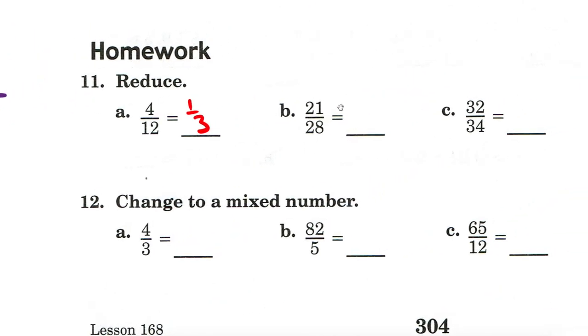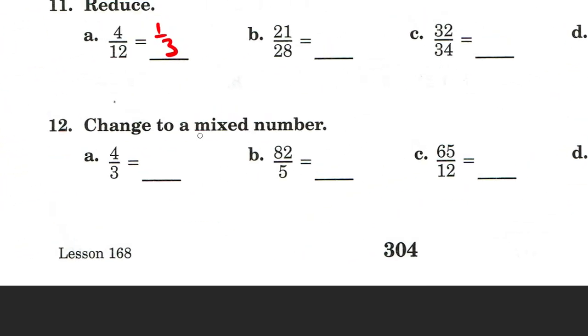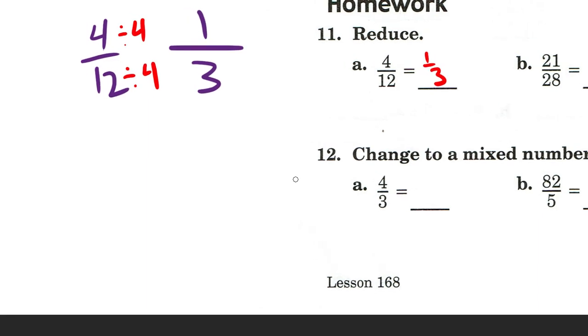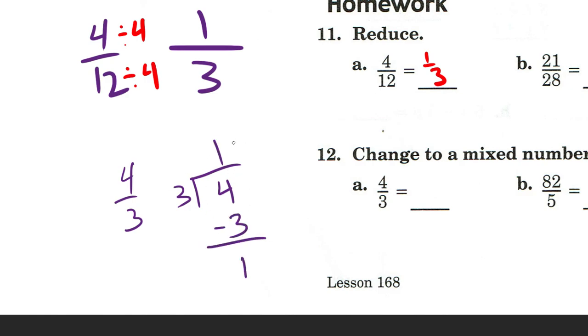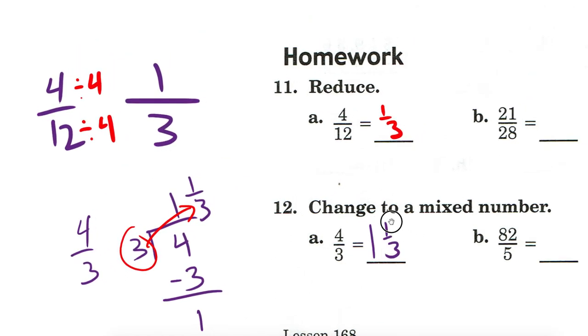So do the same thing for the rest of the fractions. Change to a mixed number. We hit all these improper fractions, just like what we did in our last lesson. So you're just doing long division. So 4/3, you would need to divide the denominator into the numerator. So 3 goes into 4 one time. 1 times 3 is 3. Subtract it. Remainder 1. So 1 and 1/3. That would be my answer for 12A.